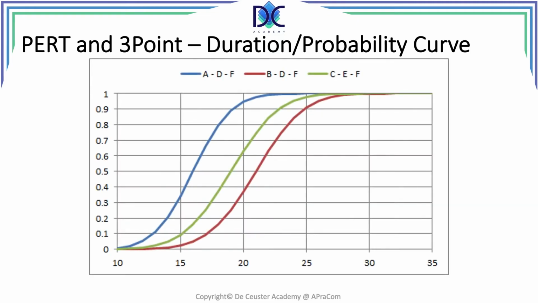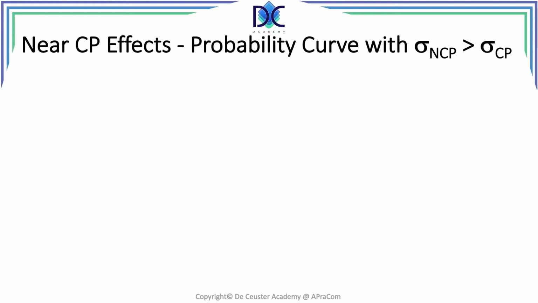Let's have a look at the different curves. Here I put all the curves for all the paths. Normally we only do it for the critical path, the red line. Depending on the duration, I can identify what the probability is. We see that the blue line is far to the left, the green line also, and we only have the red line. Typically, which is a bit of a disadvantage of this method, we only look at the critical path. Now what can happen?